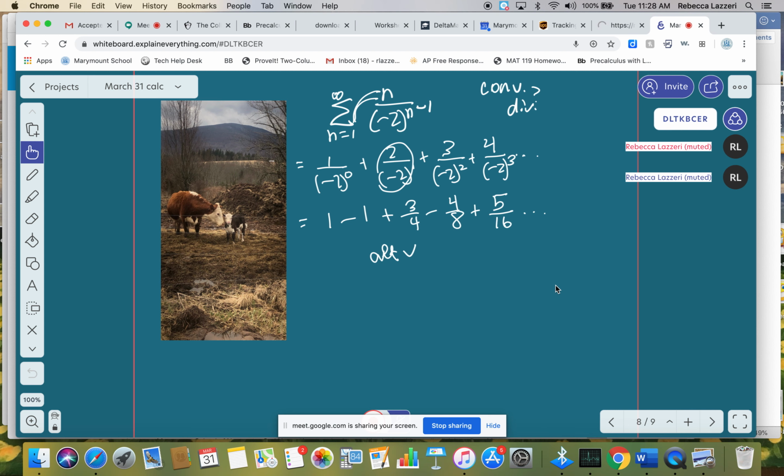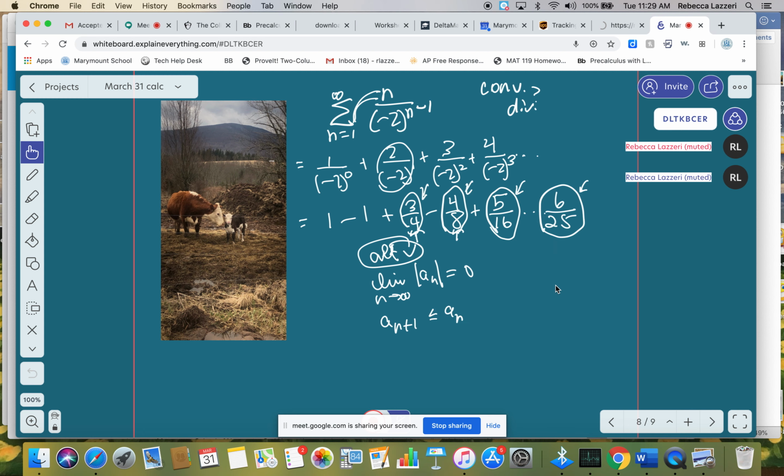Okay, so now it does pass the nth term test, the limit, 3/4. This is 1/2. Isn't this less than 1/2 for sure? The next one would be 6 over, and that's where this is important right here. 3/4 is less than 1. 1/2 is less than that. 5 over 16 is less than 1/2, and so on. And so it meets all three criteria, and so this one does converge.